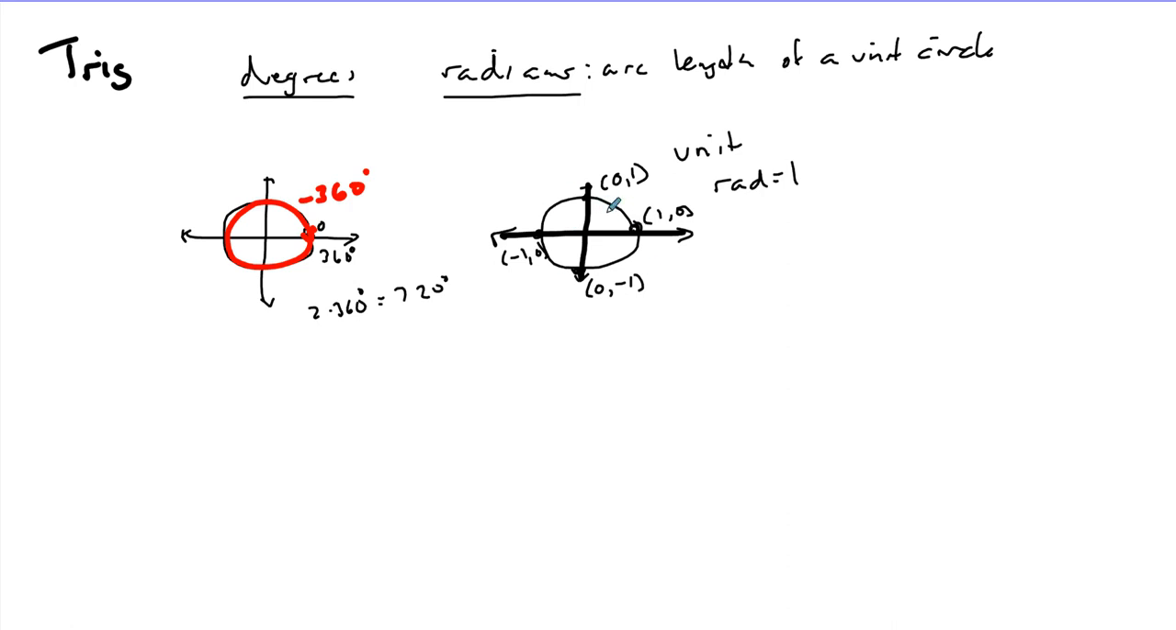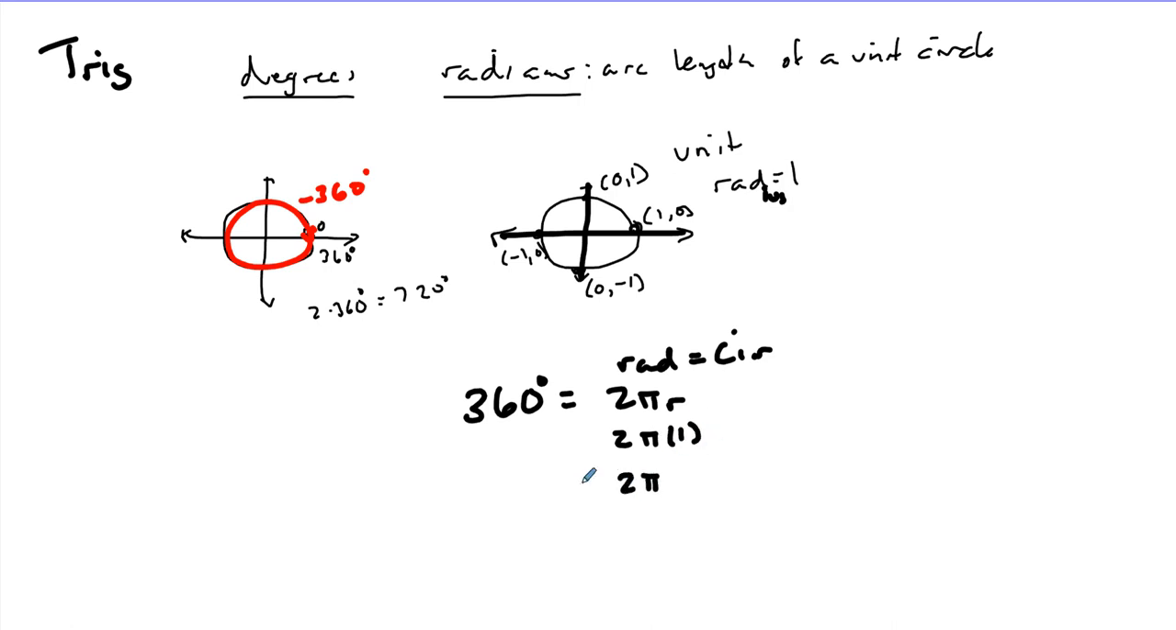Now, if you're talking about arc length, think about it: 360 degrees is an entire circle around, and since we're talking about the arc length of an entire circle, that's going to equal, in radians, the circumference of the circle. And how do you find circumference? Well, that's 2 pi r. Since we have a unit circle with a radius of 1, we have 2 times pi times 1, and therefore we have 2 pi. So the first thing you have to remember is that 360 degrees equals 2 pi. That is what we know as a radian. The arc length of an entire unit circle is 2 pi.